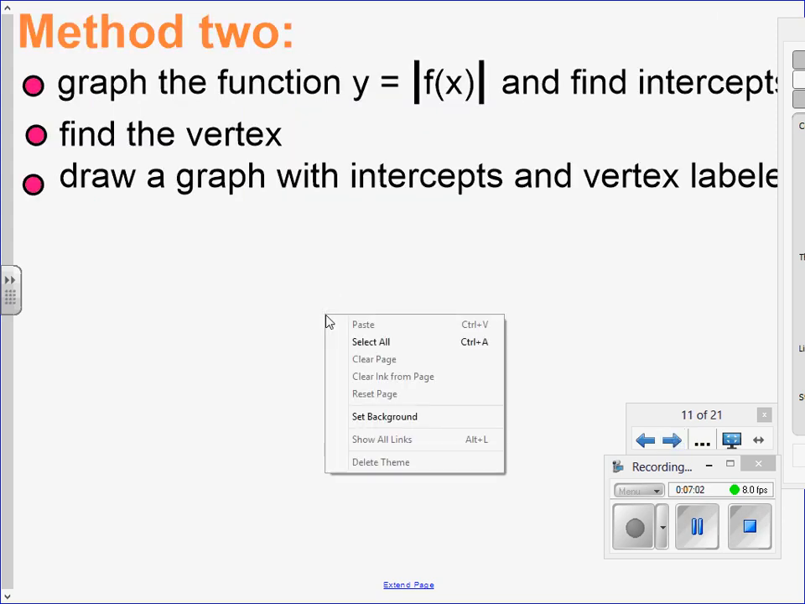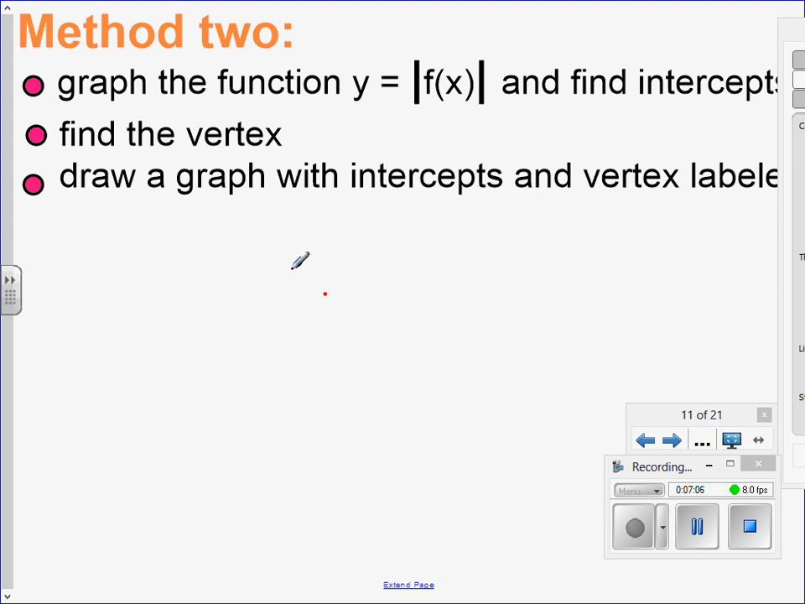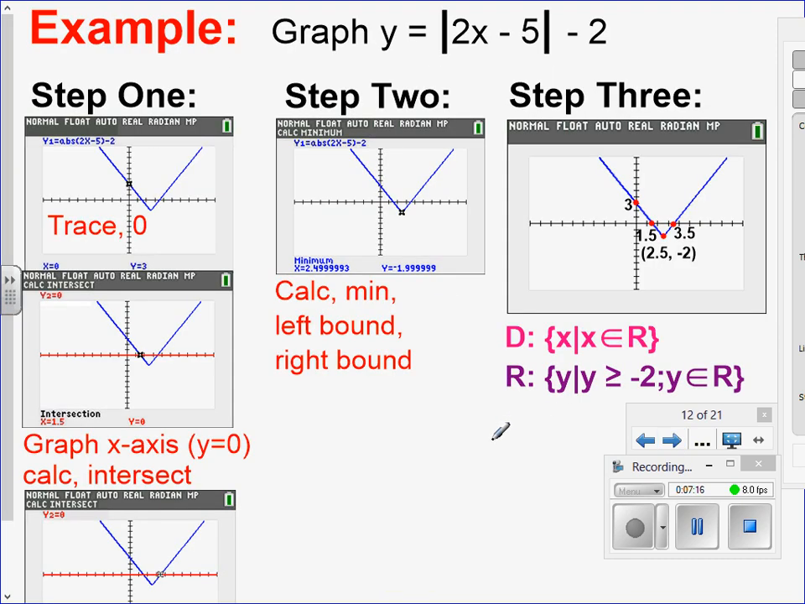Now the second way that you can graph the absolute value of x is to actually just enter the whole equation into the calculator. Once you do that, you can find your intercepts, particularly x-intercepts, and the vertex, and then draw a labeled sketch. So if we look at this one, for example, I'm going to enter in the absolute value of 2x minus 5, minus 2 into the graphing calculator, just like that.